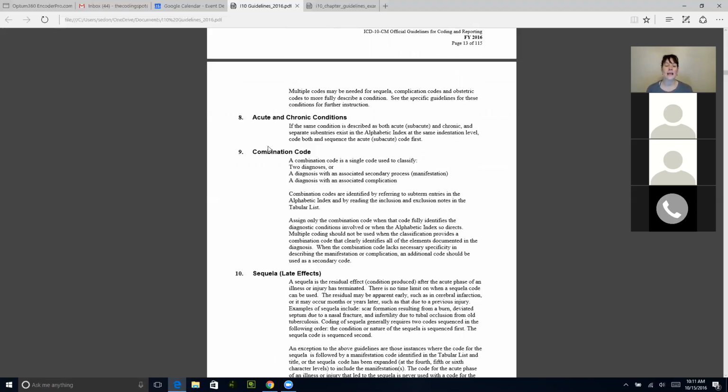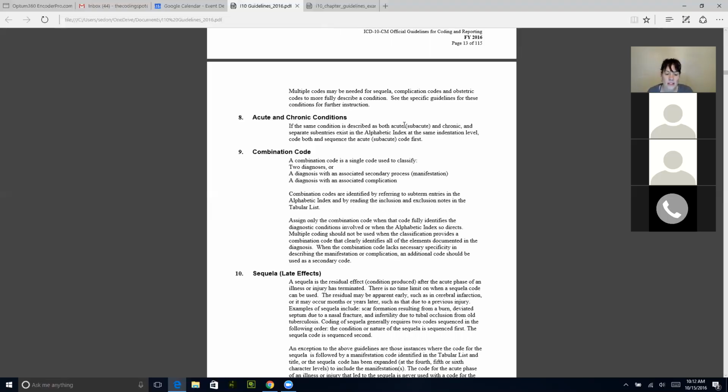Moving right along to 8, we have acute and chronic conditions. If the same condition is described as both acute, subacute, and chronic, and separate entries exist in the alphabetic index at the same indentation level, code both and sequence the acute code first. So basically what that's saying, if there is a specific diagnosis for acute and chronic conditions, you would code both if there's not a combination for them. And we'll look into some examples of that. I know that can sound a little confusing.